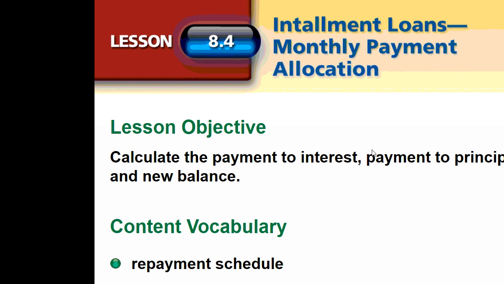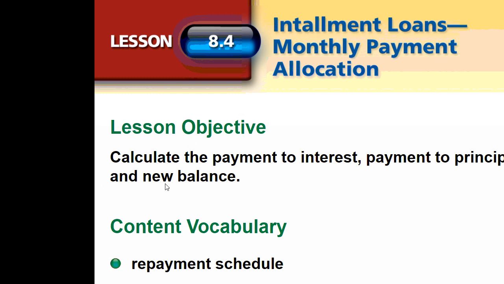All right, this is lesson 8.4. It is installment loans, monthly payment allocation. So our lesson objective is to calculate the payment to interest. So how much we pay to the interest, how much we pay towards the principal, and then our new balance. So we're going to be calculating those three things.